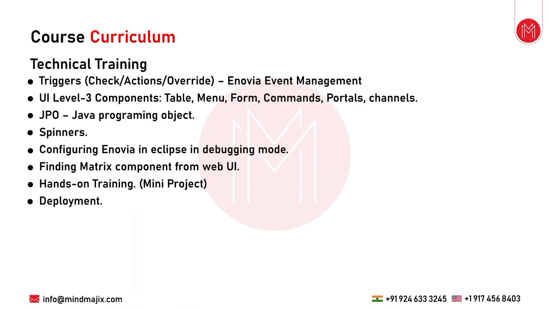So we'll cover that also. The next is JPO, Java Programming Object. These are nothing but Java programs, but with a different feature. ENOVIA has Java programs like JPOs. So how are they different from a normal Java program? That is what we are going to see.